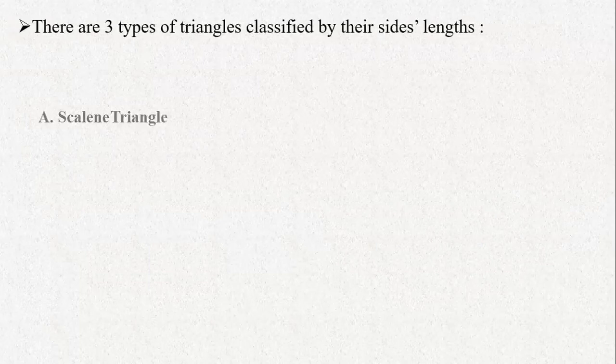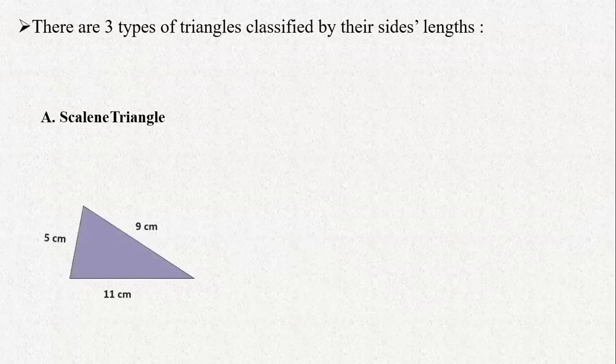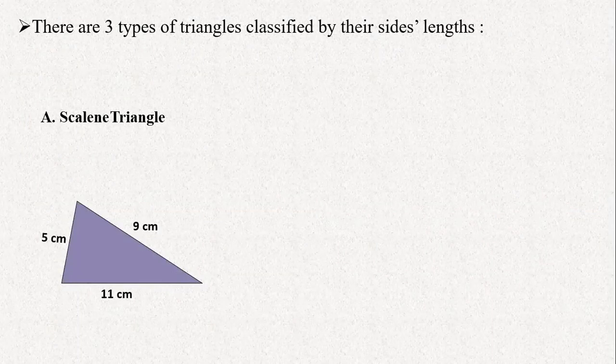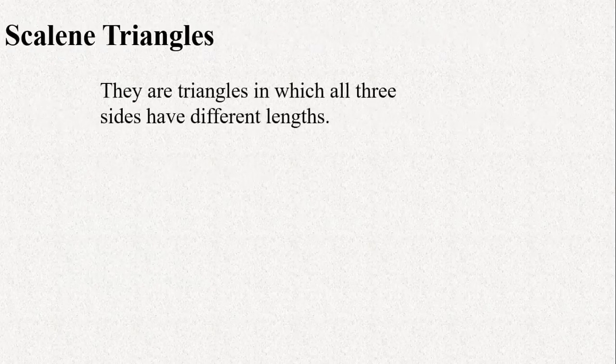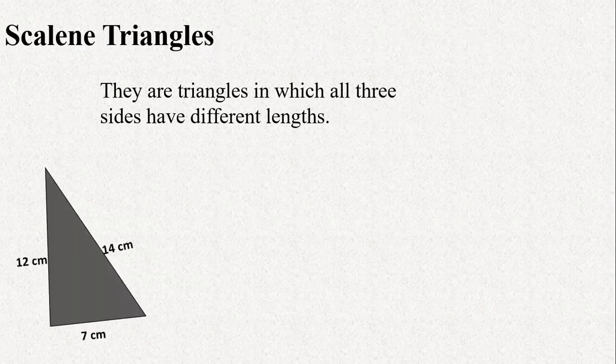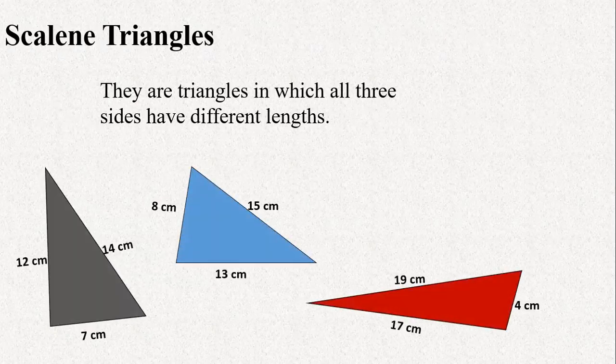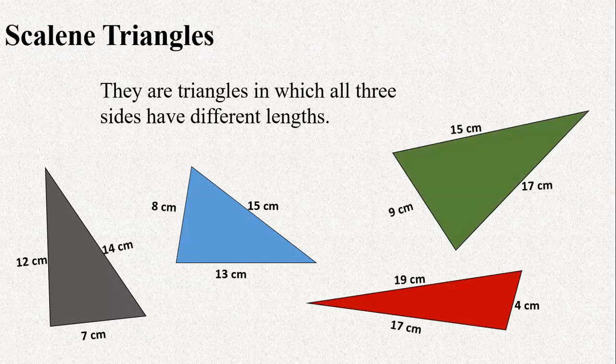First one is scalene triangle. A scalene triangle looks like this. Let's explain it. Scalene triangles are triangles in which all 3 sides have different lengths. That means there are no equal sides. Look at these triangles. All their sides are different, right? So they are scalene triangles.